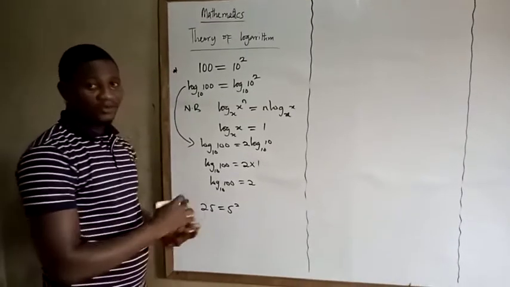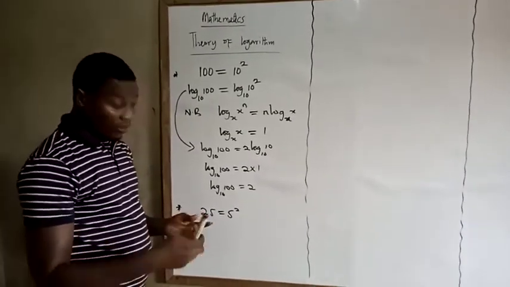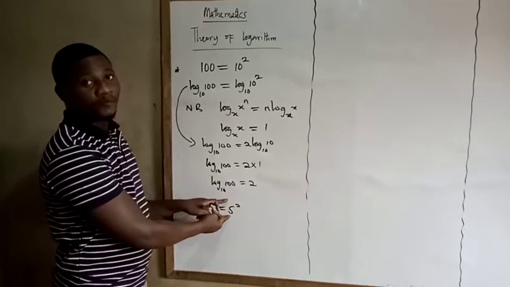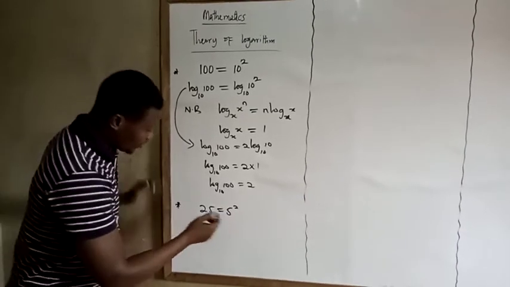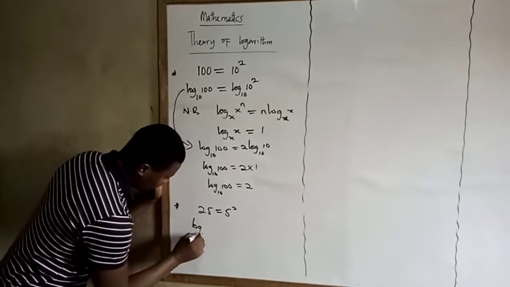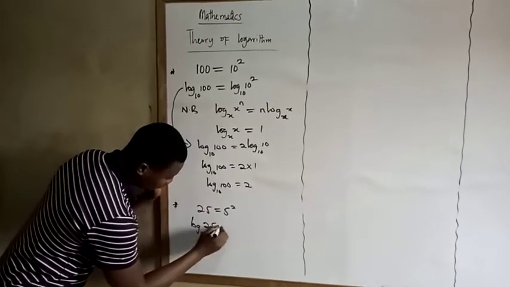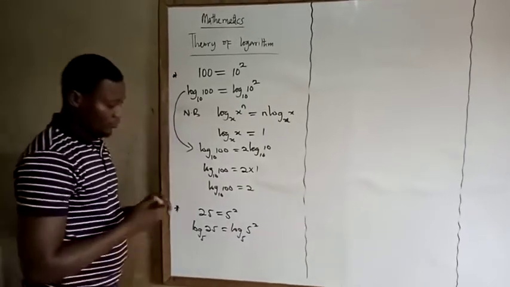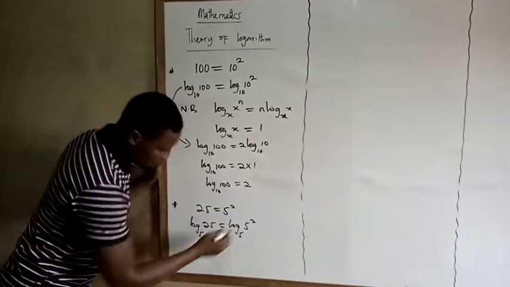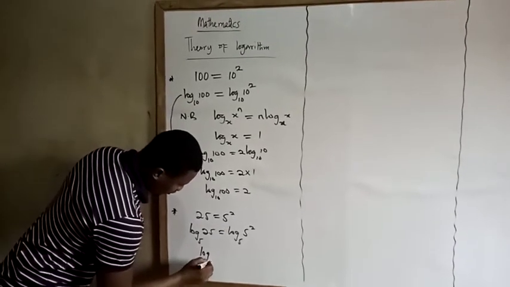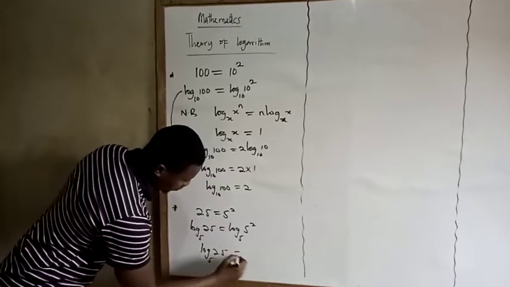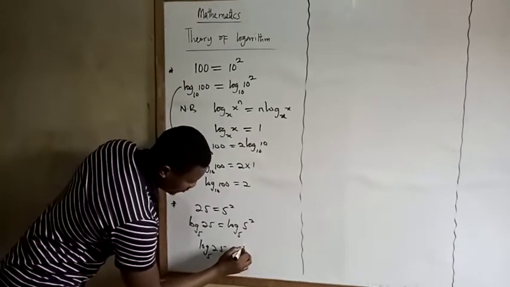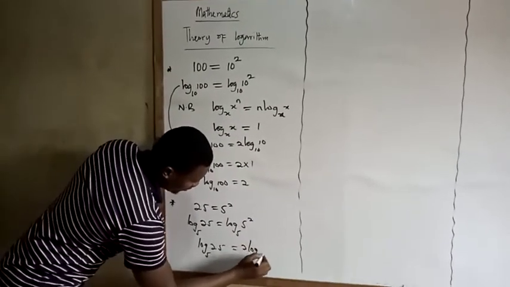Now let us turn this to logarithm as usual. But don't forget, this time around, the base of that logarithm is going to be 5, just because the base of this index is 5. So we just have log base 5, 25 equal to log base 5, 5 raised to power 2. It's the same thing. Now we can simplify further. Log base 5, 25 will be equal to the power of this number turned to coefficient, so that is 2 log base 5, 5.